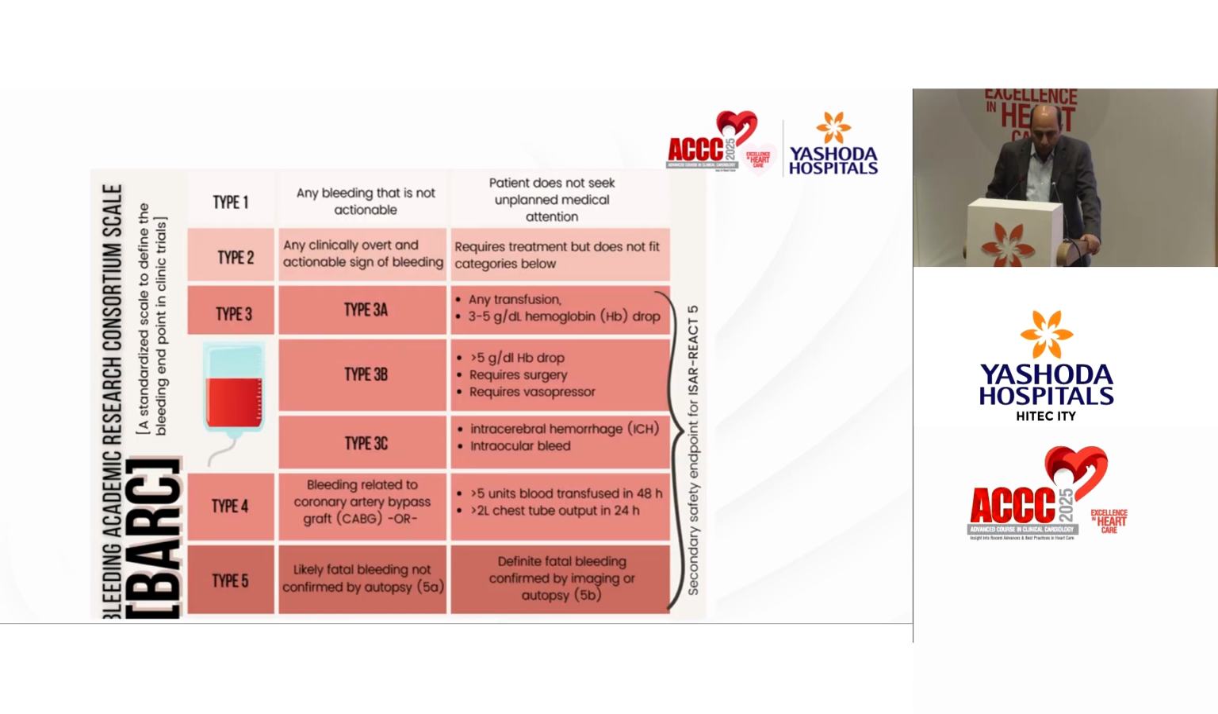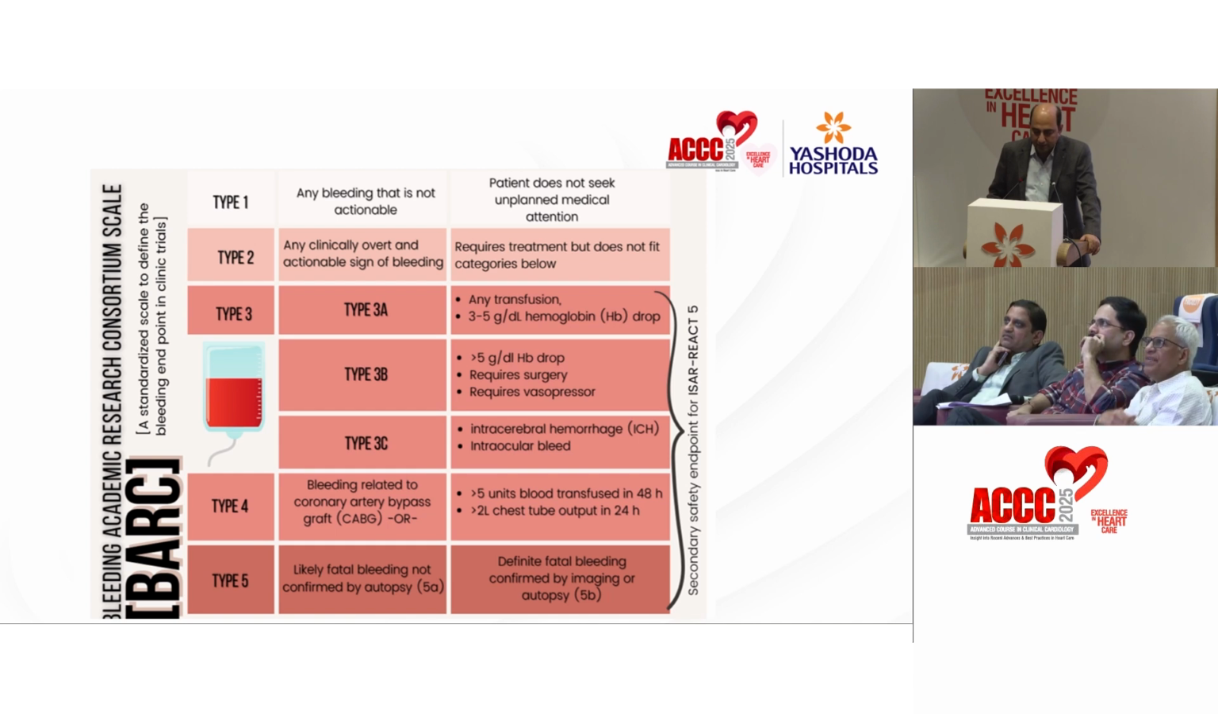So what exactly is BARC? They have classified bleeding into 5 categories, 1 to 5. Type 1 is very minor bleeding which doesn't require major treatment; it automatically settles down. Type 2 is clinically overt bleeding which requires treatment but does not fit the categories mentioned below, that is type 3, 4, 5.